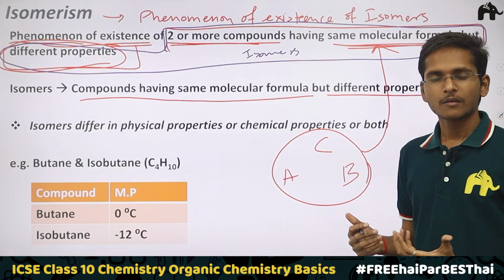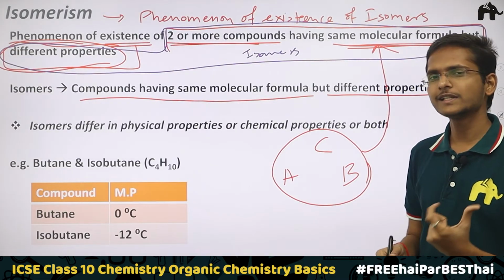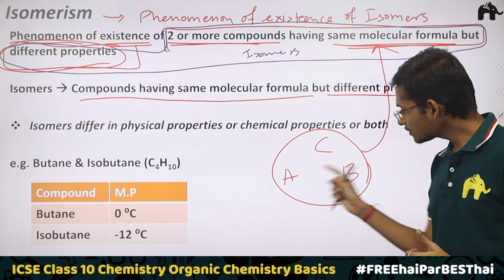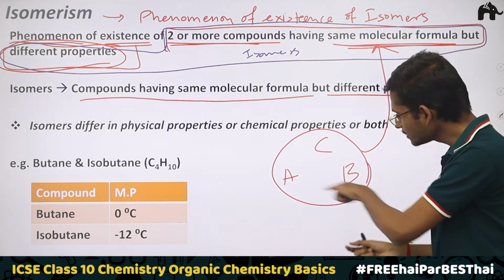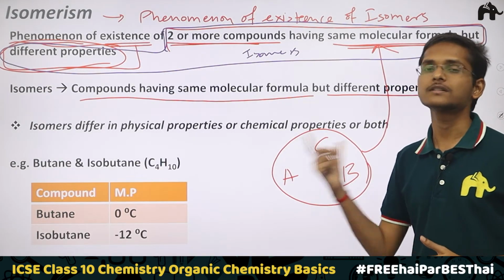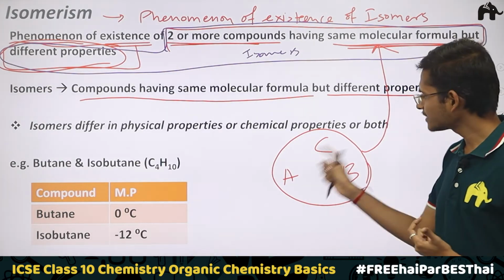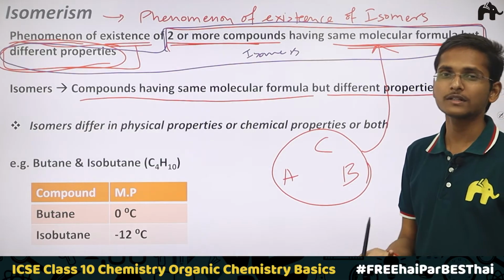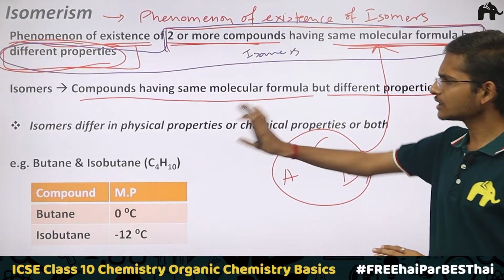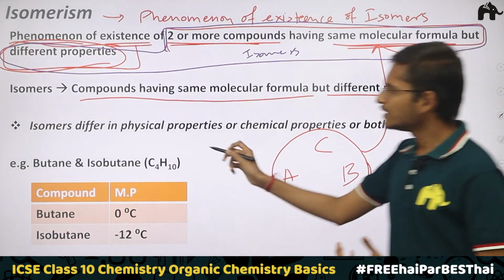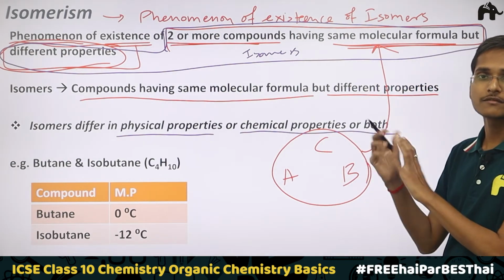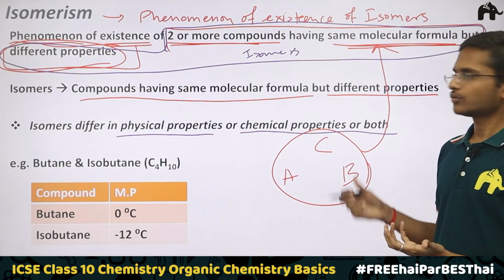It's very interesting, right? Because by looking at the molecular formula, you would feel that there is only one compound. But no, there is more than one compound having the same molecular formula, and they show different properties as well. We would expect that since they have the same molecular formula, they should show the same properties, but that is not happening. They show different properties, and this phenomenon is isomerism. Now, the isomers differ in physical properties, or in chemical properties, or in both physical as well as chemical properties. So it depends.